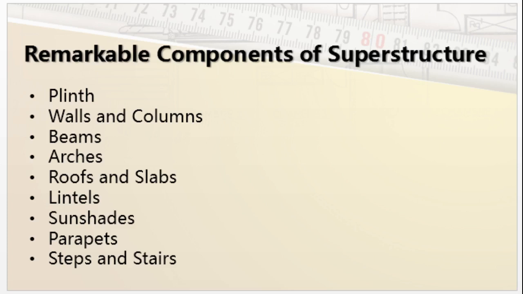So first of all, I would like to show some remarkable components of superstructure. I think by this time you should know the differences between superstructure and substructure, which one is superstructure and which one is substructure. Some remarkable components will be plinths, walls and columns, beams, arches, roofs and slabs, lintels, sunshades, parapets, steps and stairs. Some components you know by this time, I think, and there are some other components as well. We will combinedly try to discuss all those components one by one.